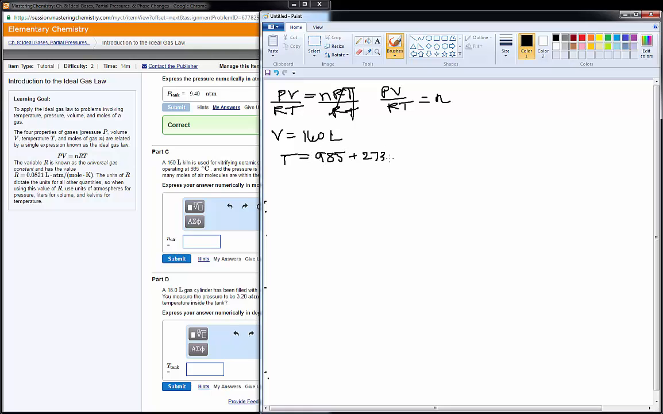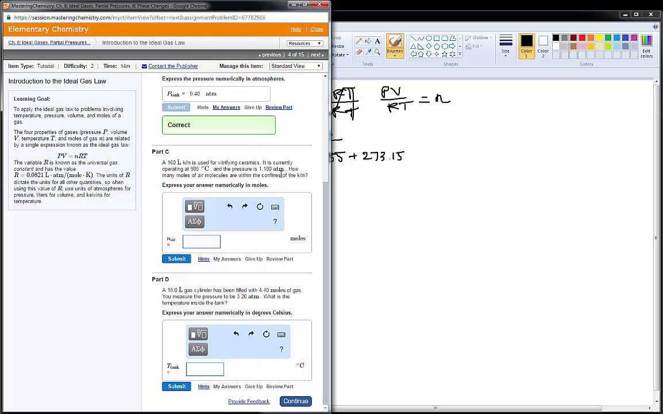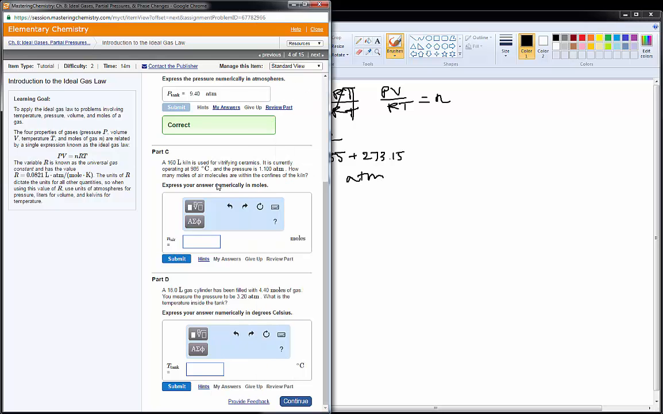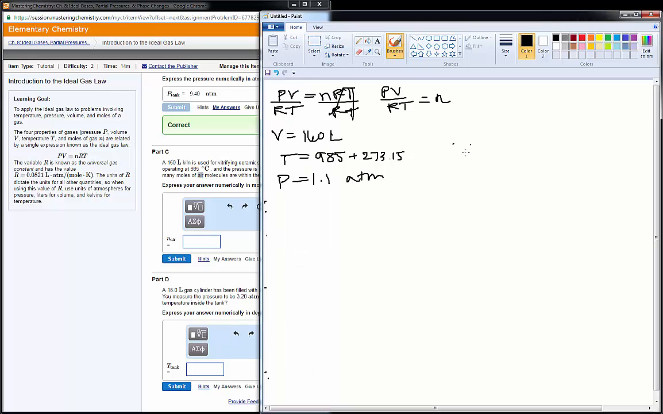Add 273.15 to make that Kelvin. Pressure is 1.1 atmospheres. And they want to know how many moles of air. And notice this is air. This isn't even an individual gas. This is just a mixture of gases, because of course air has oxygen and it has nitrogen and it has water vapor and it has other molecules as well. But it doesn't matter because all of the gas particles behave the same way. So I could just say how many moles of gas particles, even if it's a mixture. So like air, we can still plug it all in.